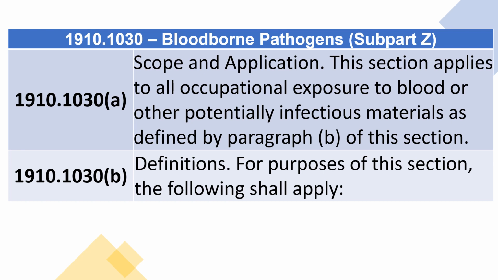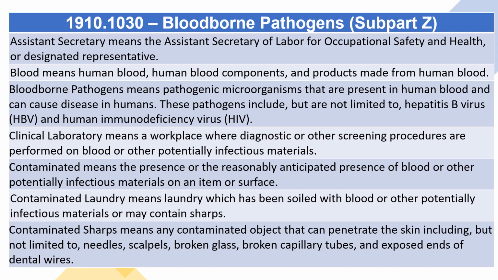1910.1030 Definitions. For purposes of this section, the following shall apply. Assistant Secretary means the Assistant Secretary of Labor for Occupational Safety and Health, or designated representative. Blood means human blood components, and products made from human blood. Bloodborne pathogens means pathogenic microorganisms that are present in human blood and can cause disease in humans. These pathogens include, but are not limited to, hepatitis B virus, HBV, and human immunodeficiency virus, HIV.